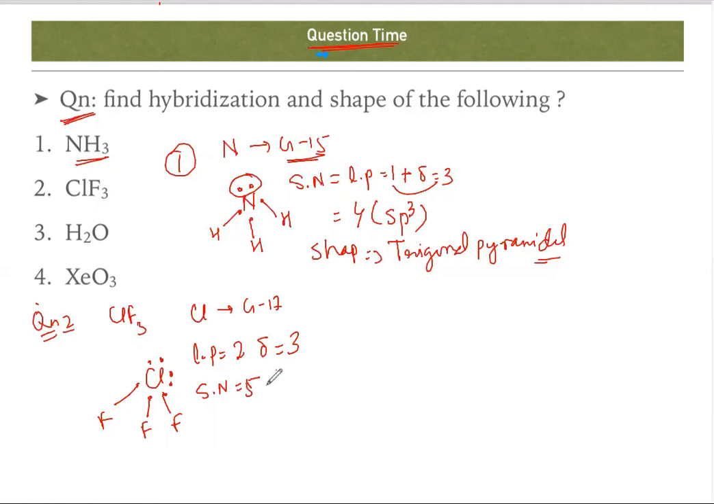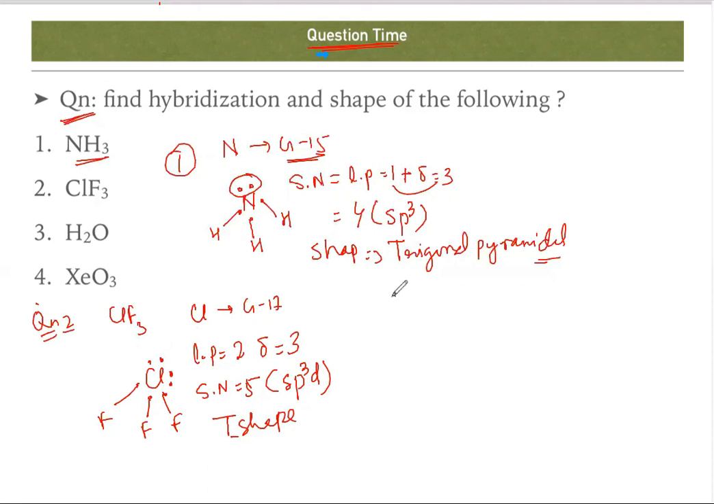So if steric number is 5, what is the hybridization? sp3d hybridization. But it has 2 lone pairs and 3 sigma bonds. What is the shape? Shape is T shape.